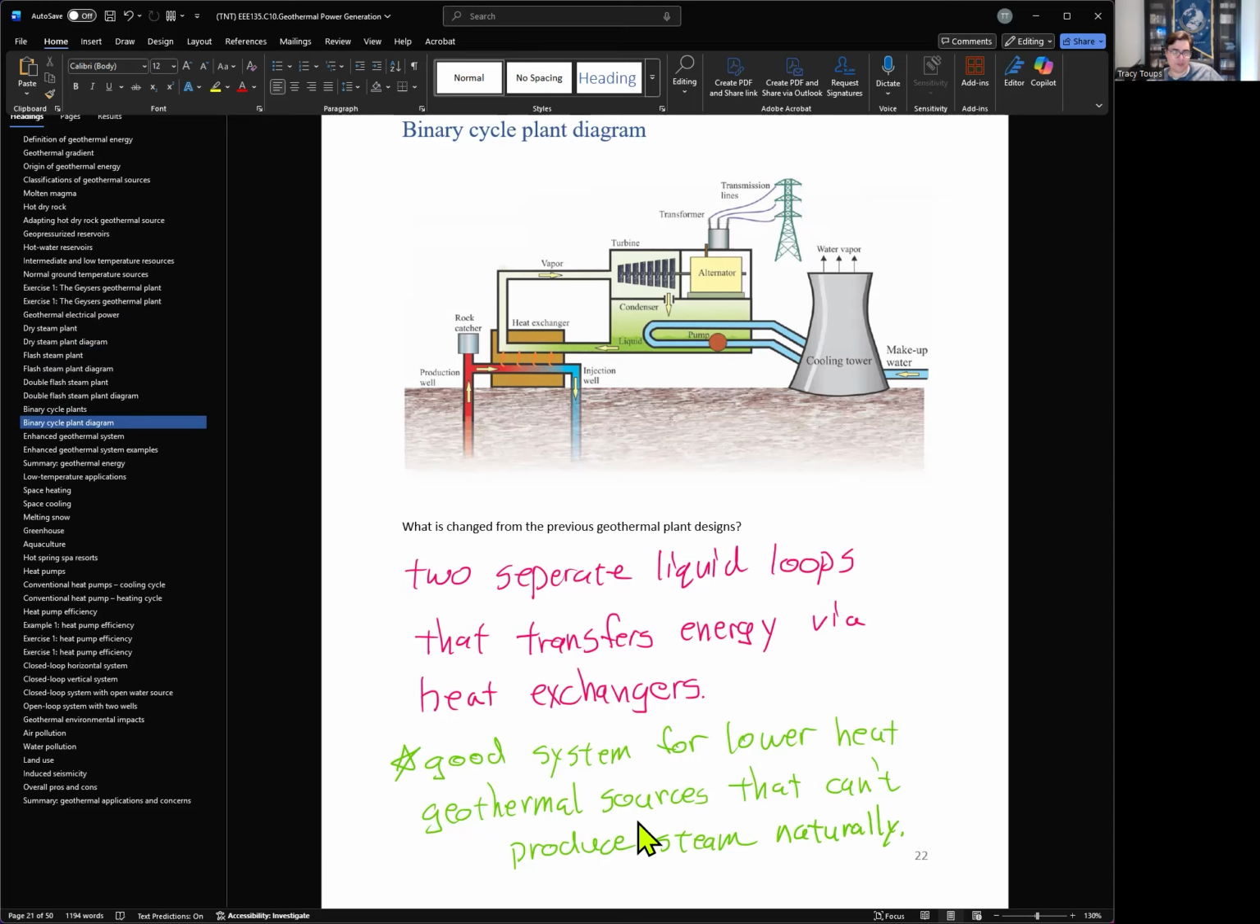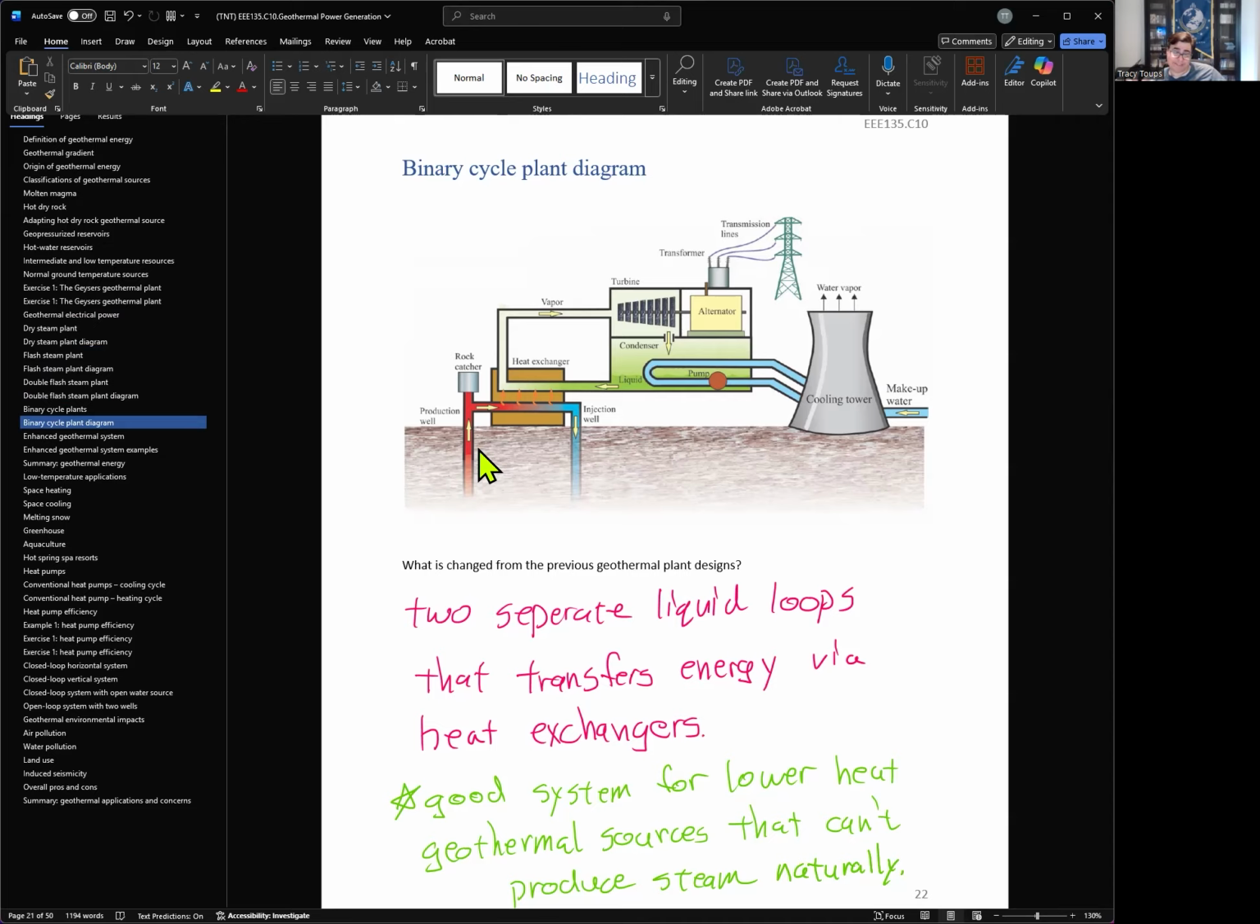So let's say the energy source here is not hot enough to produce pure steam, or there is corrosion. This is a secondary system where we can still utilize it without throwing it away. Okay, it's a good system. It's a little more complicated because you've got two loops and more maintenance, but it's better than nothing, right? So it's a good design, in my opinion.